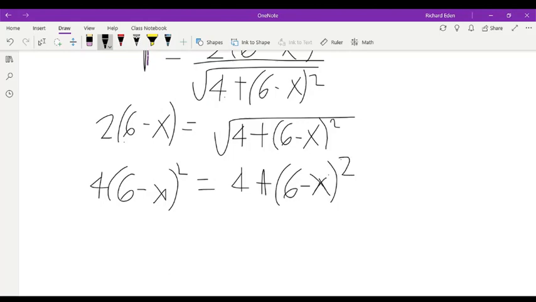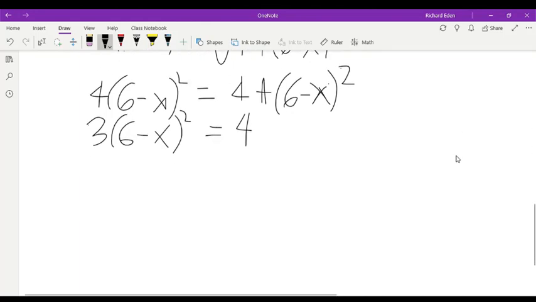That square has repeated twice, so I'm not going to expand that. On the left side, triple. 6 minus x to the second power is 4. Instead of expanding, because x only appears in one place inside that squared thing, why don't we just take the square root of both sides? So you're going to have 6 minus x to the second power is 4/3.